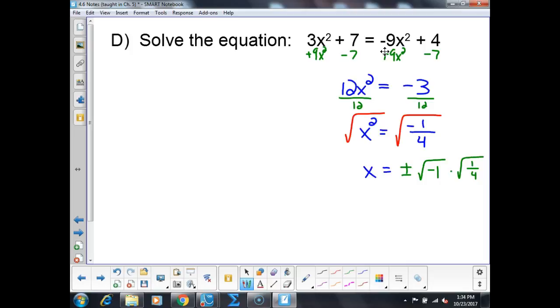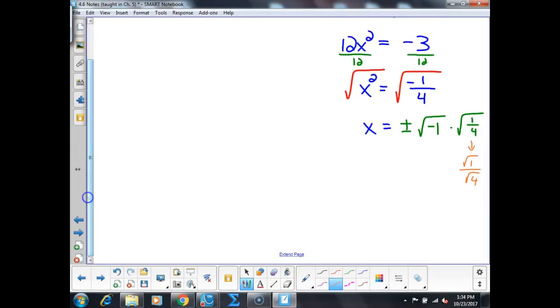Take the square root of the numerator and the denominator. You take the square root of the numerator and the denominator. Okay, so you take the square root of the top and the square root of the bottom. So this becomes the square root of 1 over the square root of 4. What's the square root of 1? 1. What's the square root of 4? 2. So that becomes 1/2.